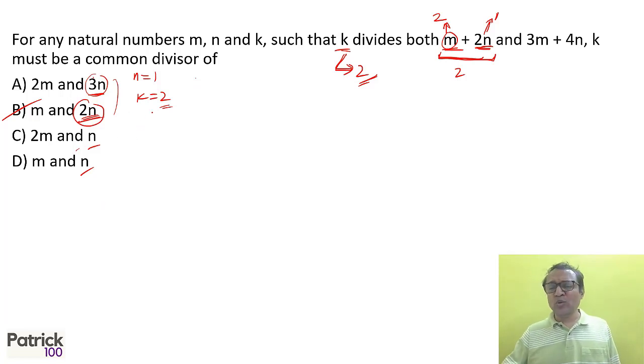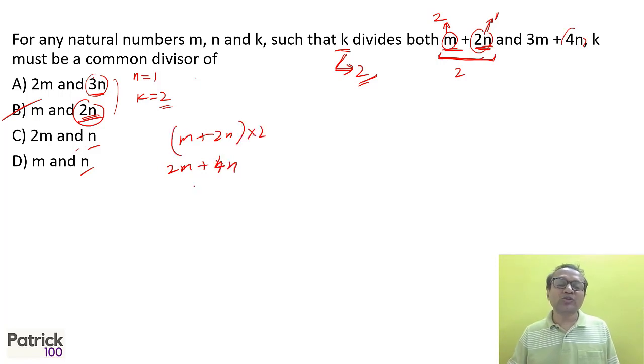You can solve this by plus and minus. For example, I want to look at m. So I'll try to eliminate n from these two. If m plus 2n is a factor and k divides m plus 2n, then k also divides 2m plus 4n. I'm multiplying this by 2, so k also divides 2m plus 4n. Subtract 3m plus 4n from this. So you'll realize k will divide m. So m is a factor for sure.